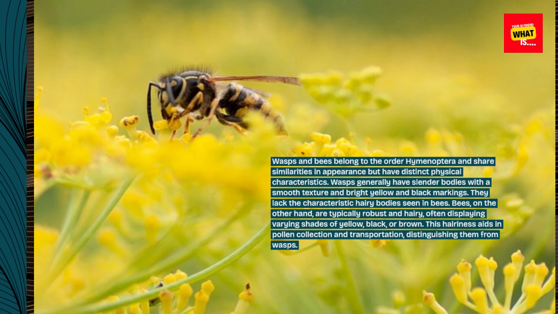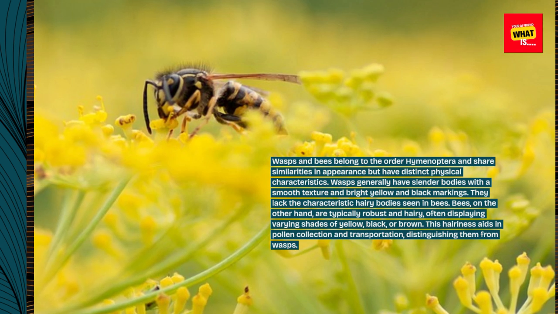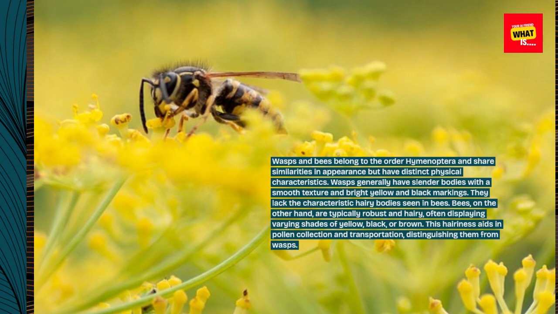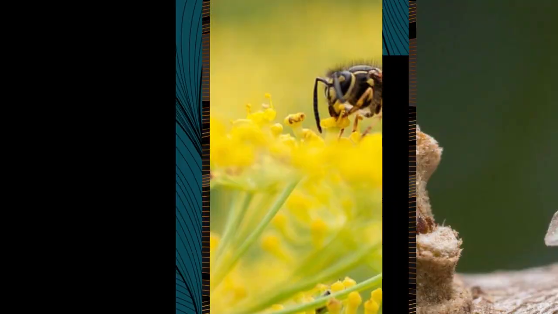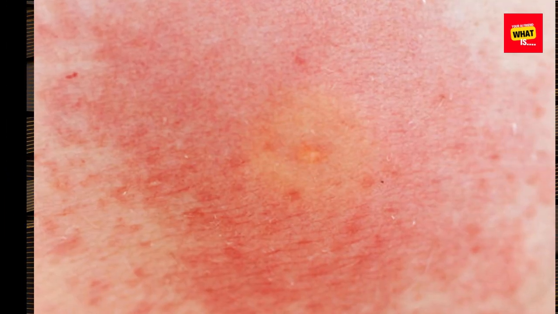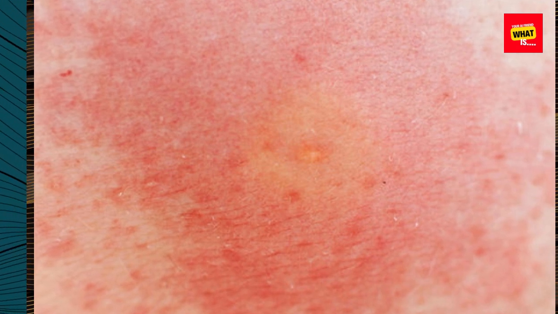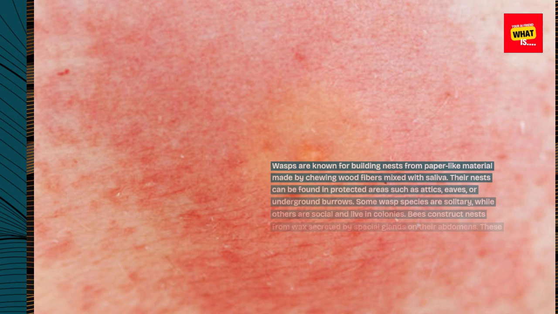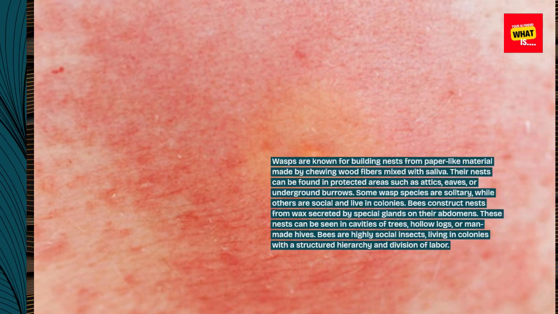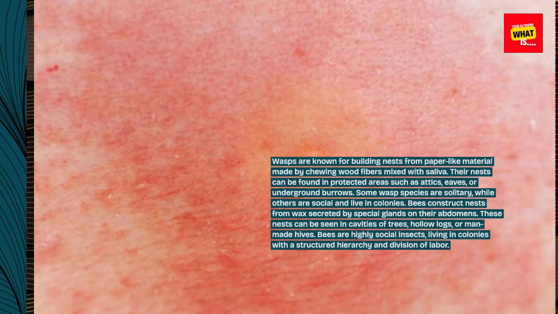Bees, on the other hand, are typically robust and hairy, often displaying varying shades of yellow, black, or brown. This hairiness aids in pollen collection and transportation, distinguishing them from wasps. 2. Nesting behavior. Wasps are known for building nests from paper-like material made by chewing wood fibers mixed with saliva. Their nests can be found in protected areas such as attics, eaves, or underground burrows. Some wasp species are solitary, while others are social and live in colonies.